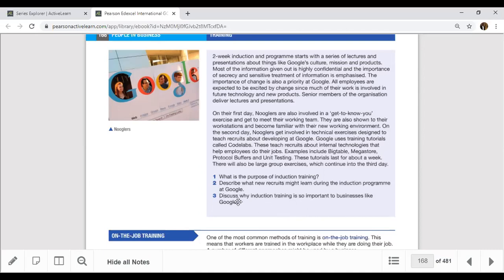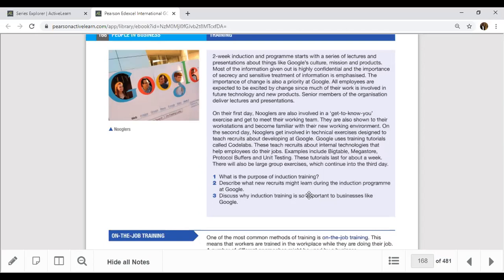In the second question, describe what new recruits might learn during the induction program at Google. For this question, I would like to change the command word to analyze. Analyze question, application, 3 marks. So you have to write something regarding the case study given. You can say what they learn during the induction program. During the induction program, the new recruits are likely to get a tour of the workplace, right? They have given that.